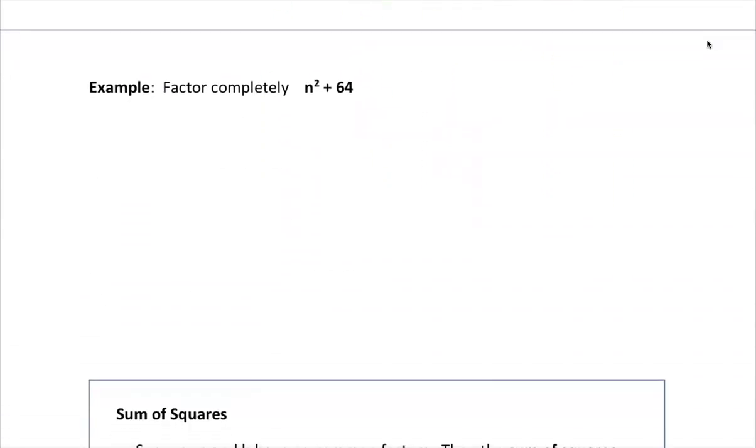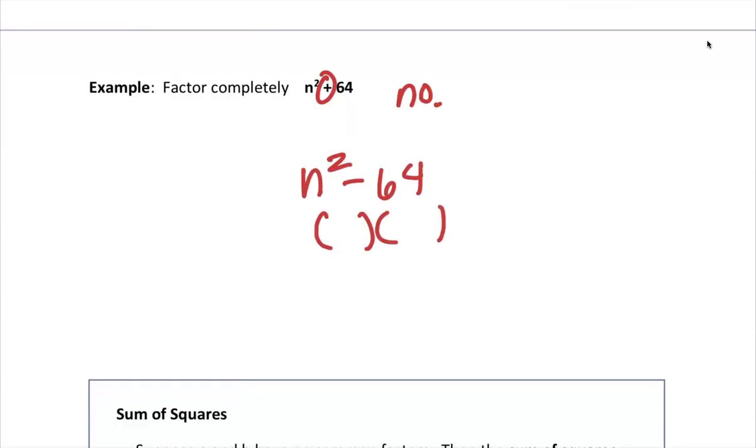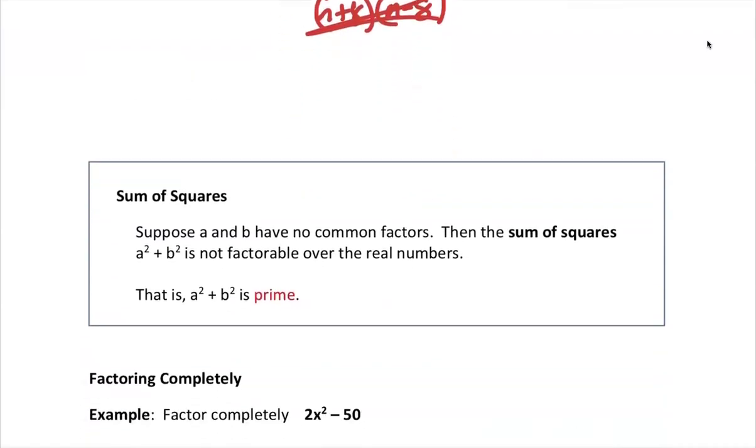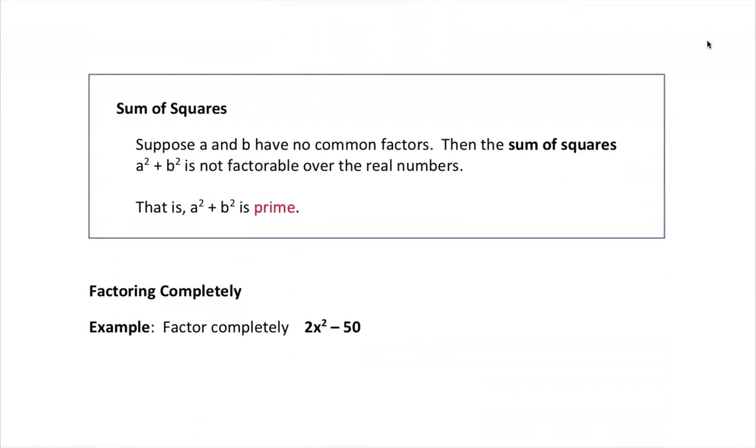This one, is that the difference of perfect squares? No, because there's no minus sign. So when it's a plus of perfect squares, we can't use the difference of squares formula because difference means subtract. If this would have been n squared minus 64, we would be able to factor that as n plus 8 and n minus 8, but with that plus, different problem. So if we have the plus of perfect squares, not factorable.